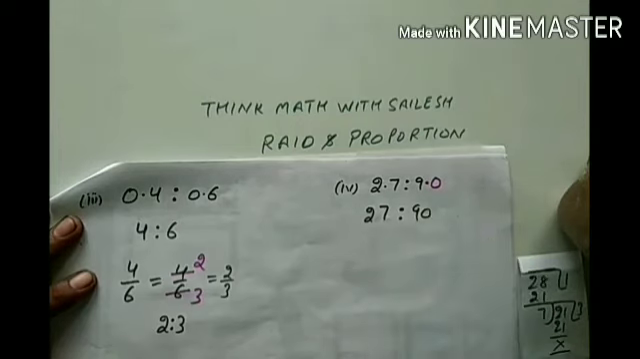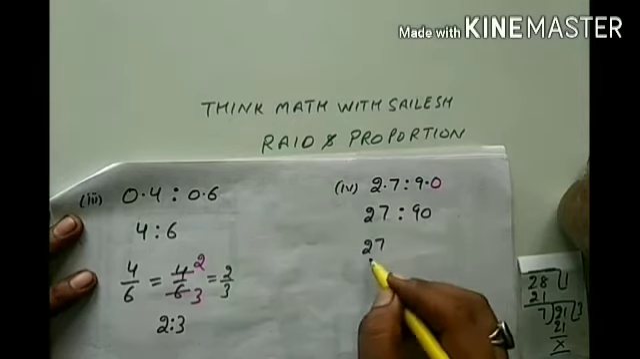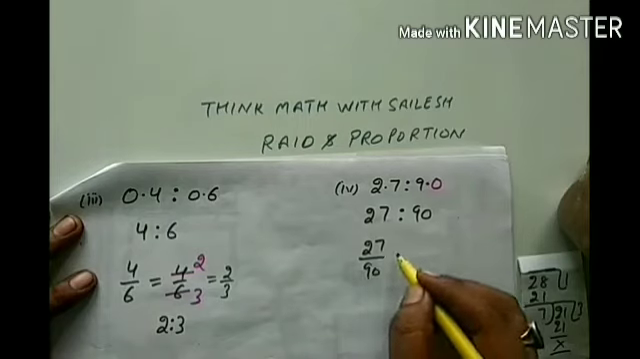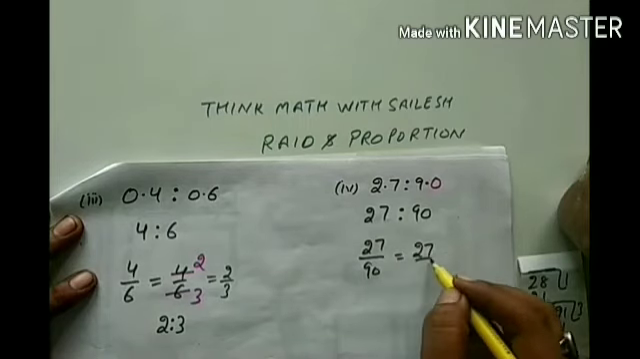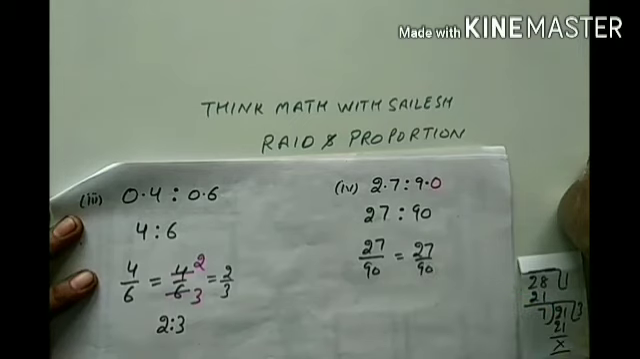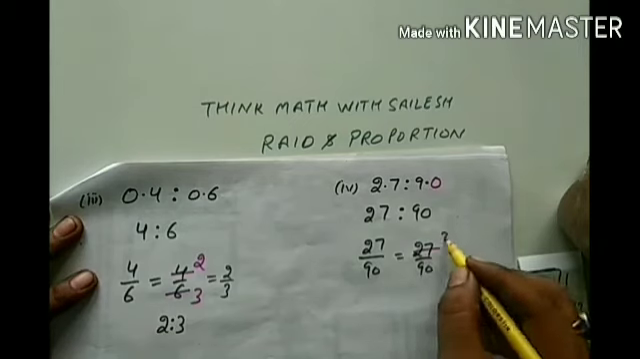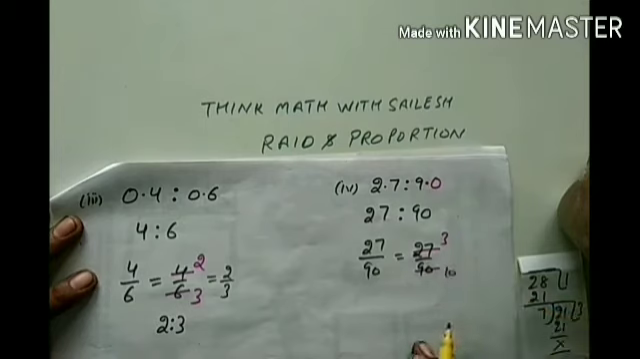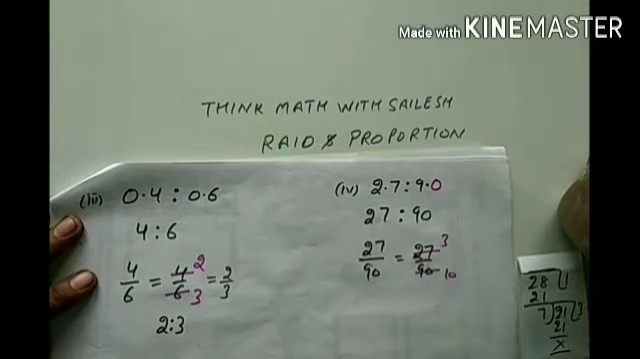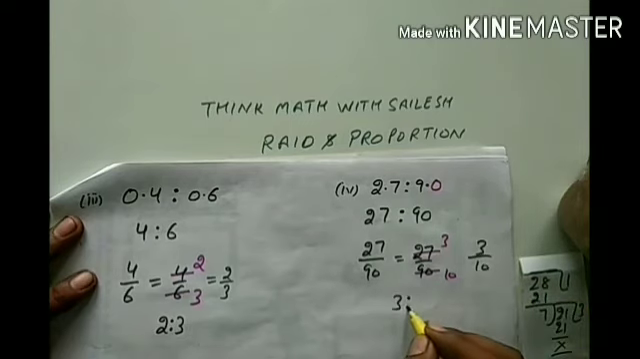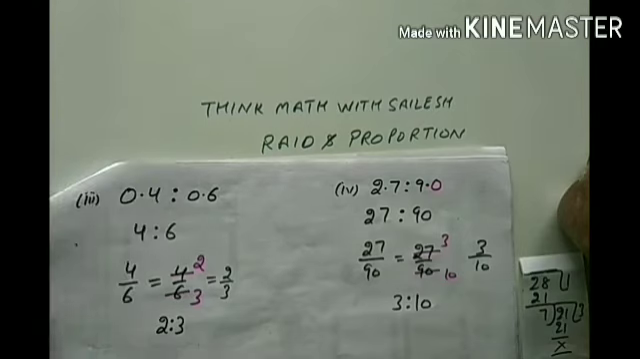Now on the second part, this is 2.7, so I can write 27 and I can write 90. Now 27 and 90 both are divisible by 9. So firstly I will write them in fractional form and then write them again for the purpose of cancellation. Now 9 3s are 27 and 9 10s are 90. Therefore the answer is 3 by 10, that is 3:10. In this way we can see how we convert the given ratio to the simplest form.